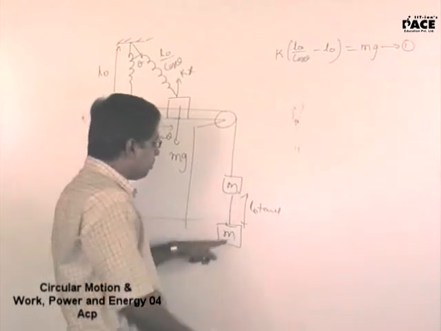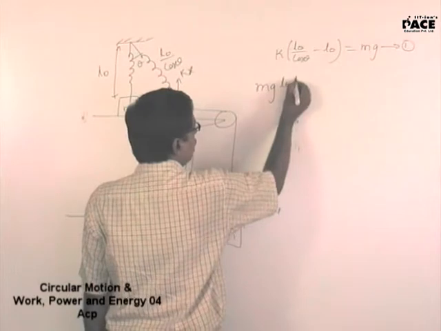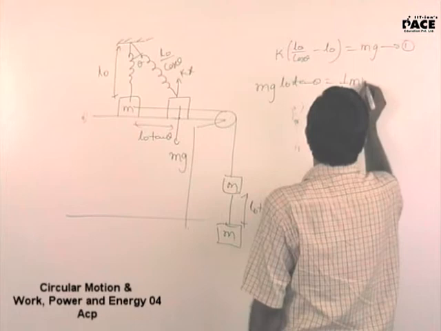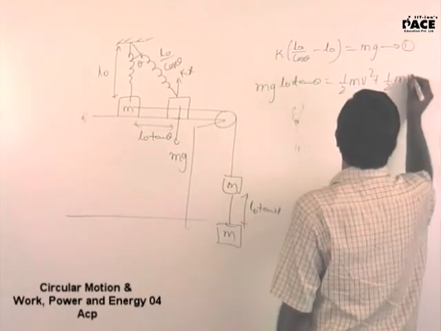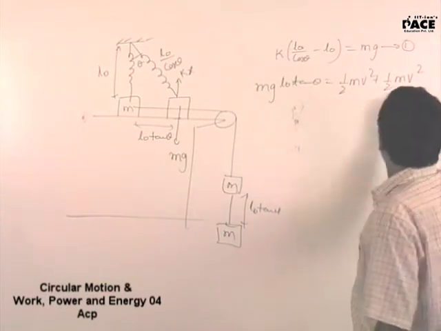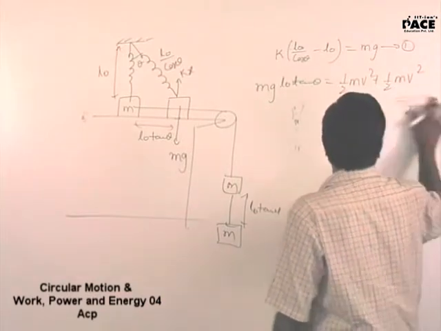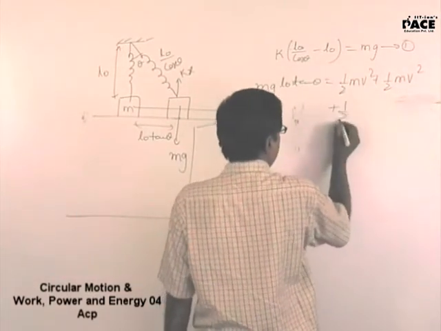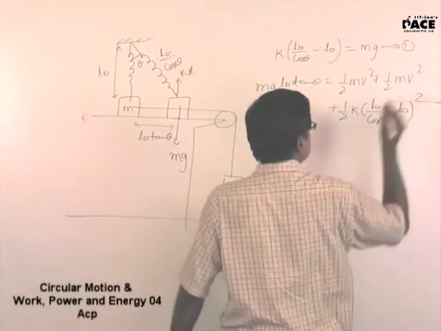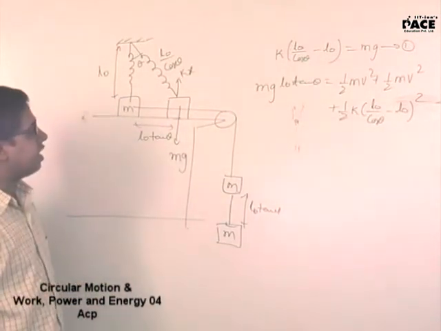Now, loss in potential energy, this will be mg L naught tan theta should be equal to gain in kinetic energy of both, half mv square plus half mv square. Why will both of them gain the same kinetic energy? They are connected by a string. Plus half k, L naught by cos theta minus L naught, whole square. The loss in potential energy is equal to gain in kinetic energy.